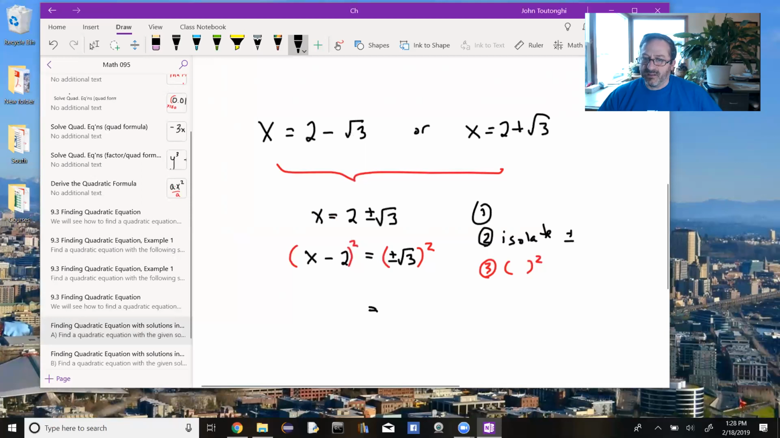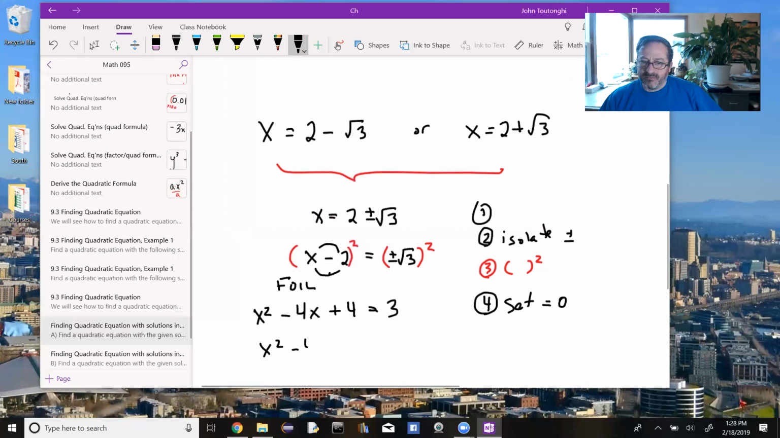The root 3 squared becomes a positive 3. The left side of this equation, however, has to FOIL out. So I have to be a little bit careful over here. I'm going to get x squared minus 2x minus 2x. That'll give us a minus 4x. And then negative 2 times negative 2 is positive 4. x squared minus 4x plus 4 equals 3. And so that is an answer. That's a quadratic equation with those two solutions, but generally you want to set that equal to 0, by subtracting the 3 over, and you get x squared minus 4x plus 1 equals 0.